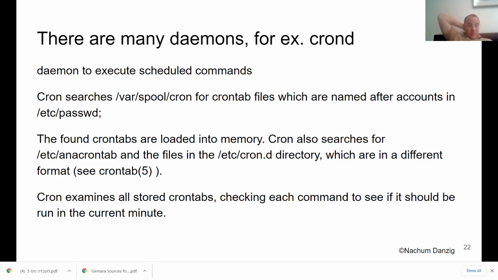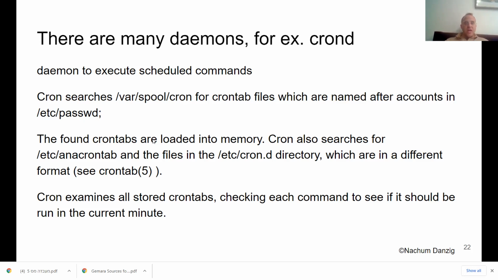So how does that work? There's a daemon called cron, and it searches a place, /var/spool/cron, for crontab files. There are many files there in /var/spool/cron, which are named after accounts in /etc/passwd. In other words, /etc/passwd lists all the users on the system, and in the cron directory there'll be a crontab for each user, because each user can create his own cron jobs, as they're called.